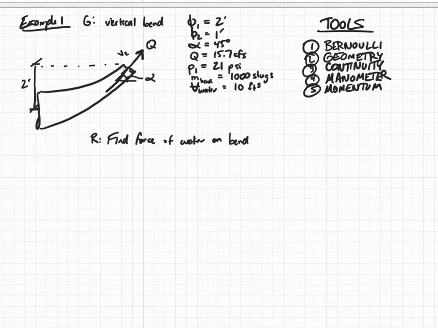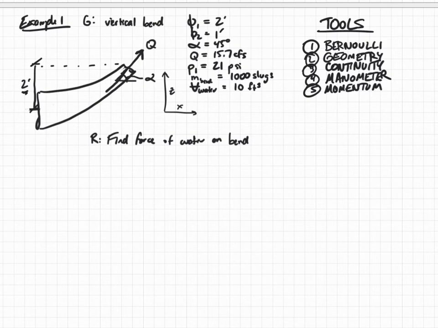Example 1. This is a vertical bend, which means that this 2 feet that I have drawn here, that's a vertical 2 feet. So like in all of my problems, I like to make z upwards, and I guess x will be forward. And we've got some things that we need to know. We know that, we don't know a V2 yet, so that shouldn't be labeled there.